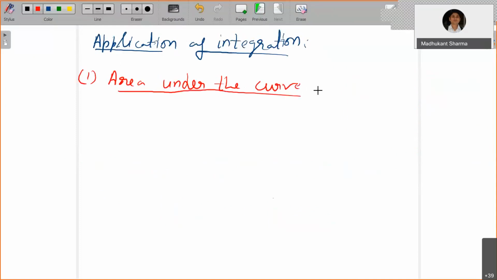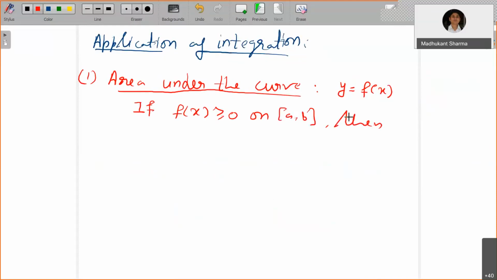Here the curve is, let's say, given by y equals f of x. We have already shown that if this f of x is greater than or equal to 0 on the closed interval [a, b], then if you denote the area by A, then A equals the integration a to b f of x dx. So this we have already seen.